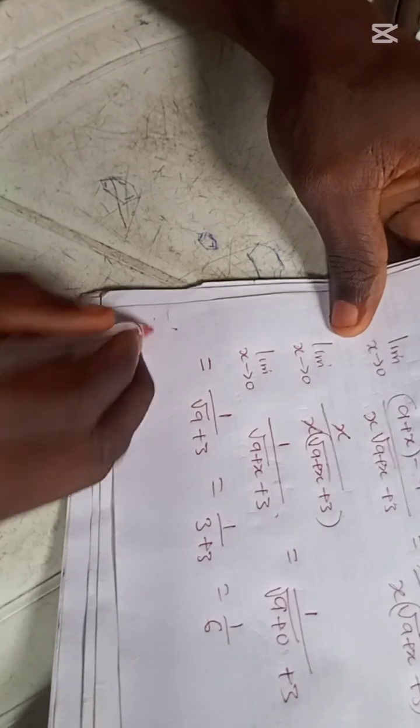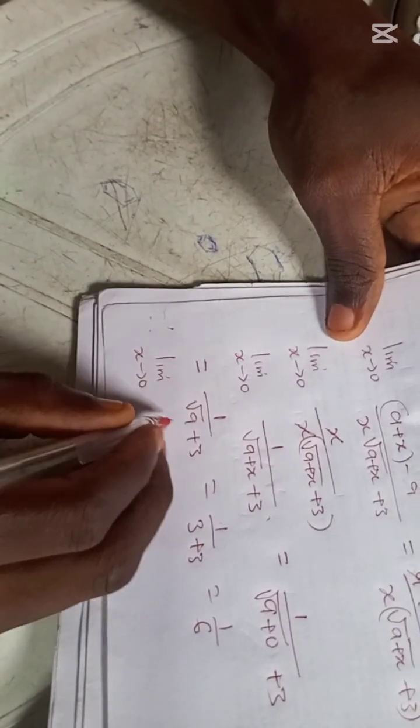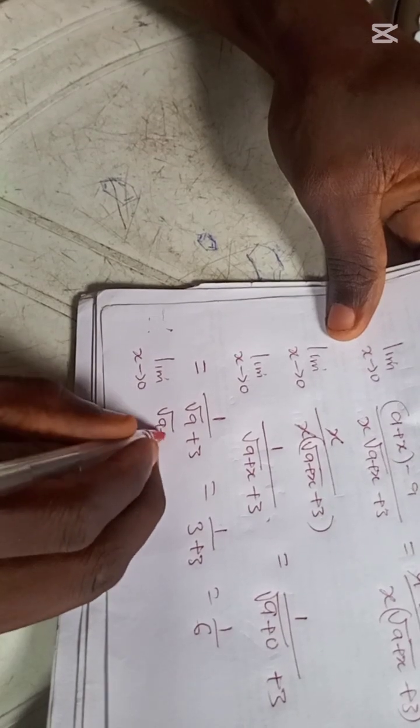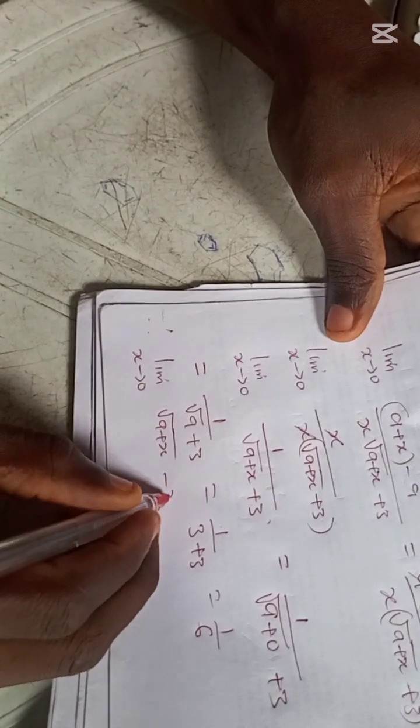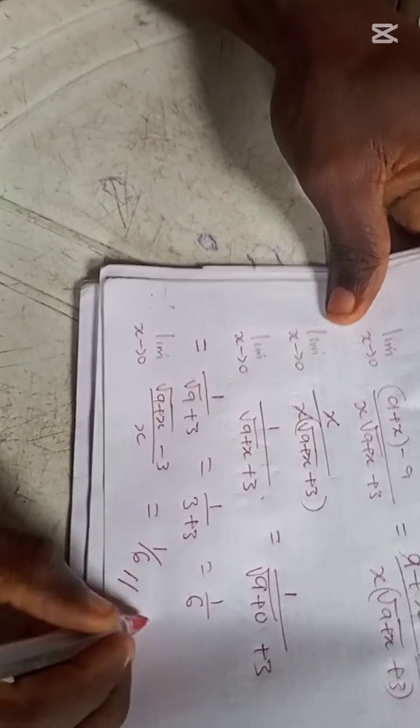So it means that the limit as x tends to 0 of root 9 plus x minus 3 over x is equal to 1 over 6. That's the answer.